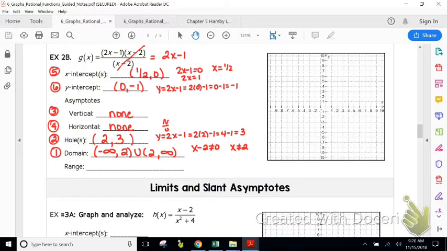All right, so let's go through and graph our pieces. I have an x-intercept at 1/2, 0. I have a y-intercept at 0, negative 1. And I have a hole at 2, 3. So go to 2, 3, and you're going to put a big open circle there, guys. That's your hole.